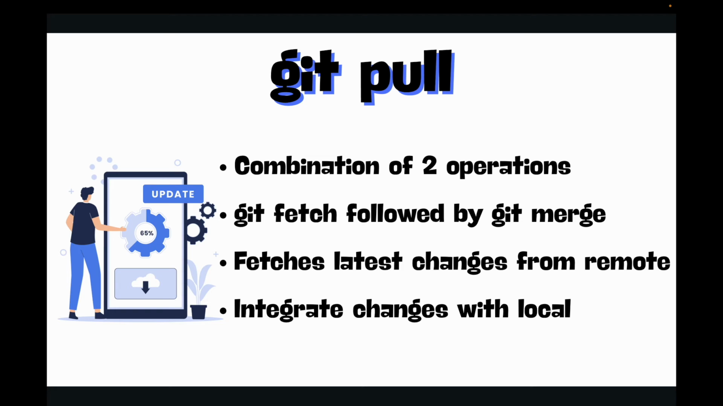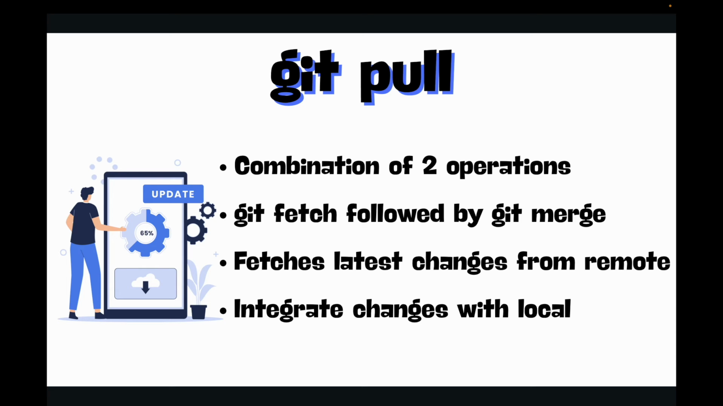The git fetch part will download the new commits and update the remote tracking branches. The git merge part will integrate those downloaded changes into your current local branch. If the history is linear, it performs a fast forward merge. If there are diverging histories, it creates a merge commit.